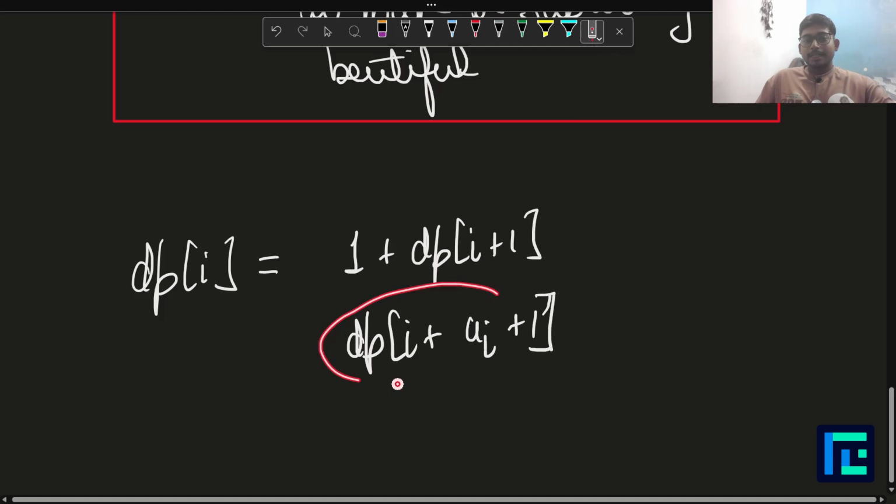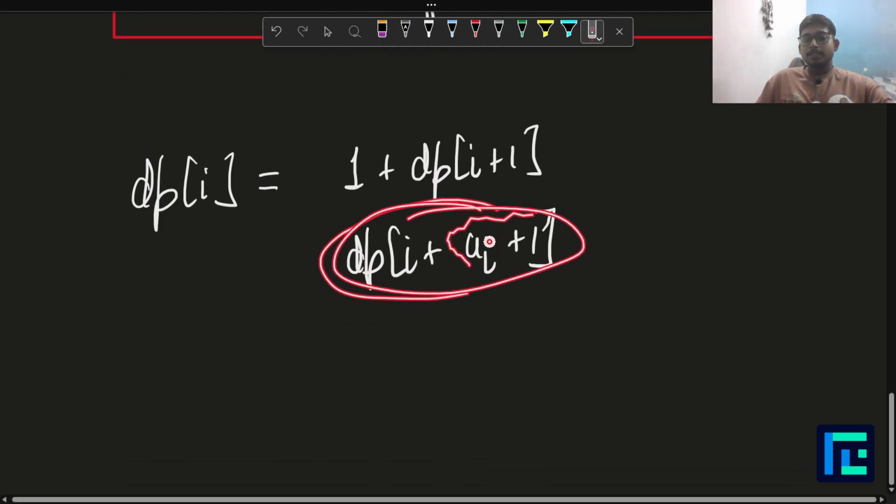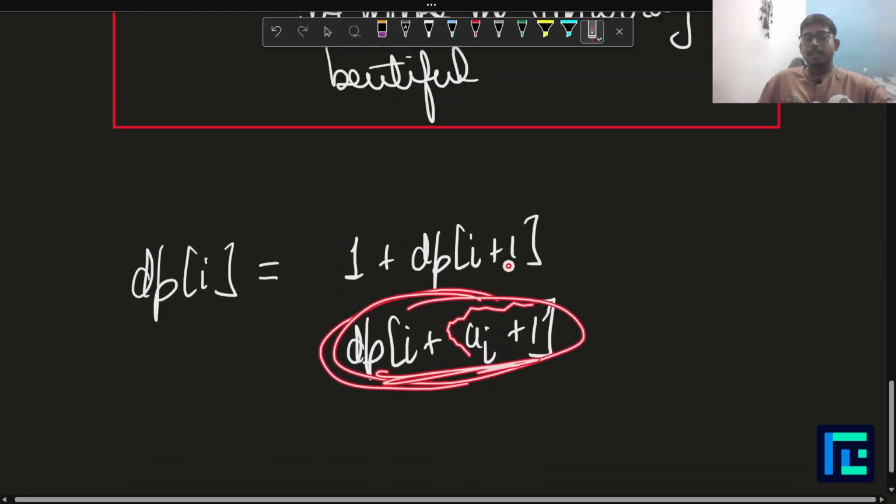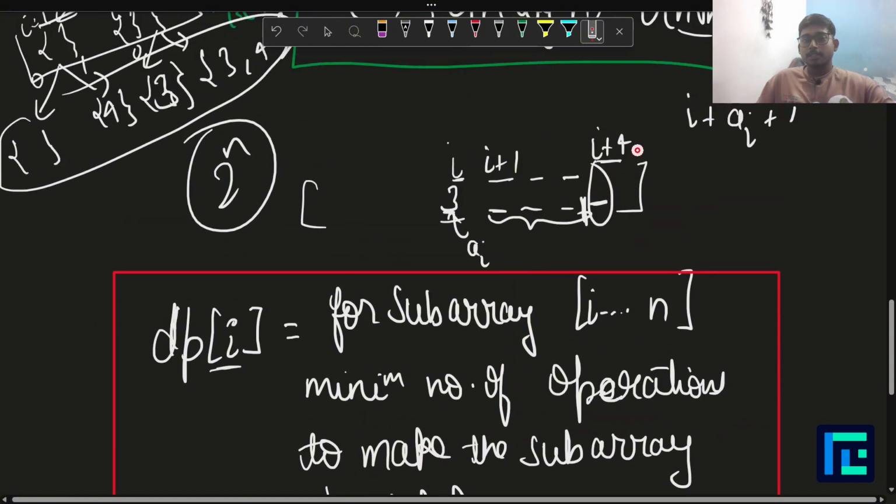What does this dp state represent? This dp state represents the minimum number of operations required to make this thing beautiful. So you don't need to delete any elements from these 4 elements and these 3 elements; these 4 are a complete block, you don't need to remove anything.